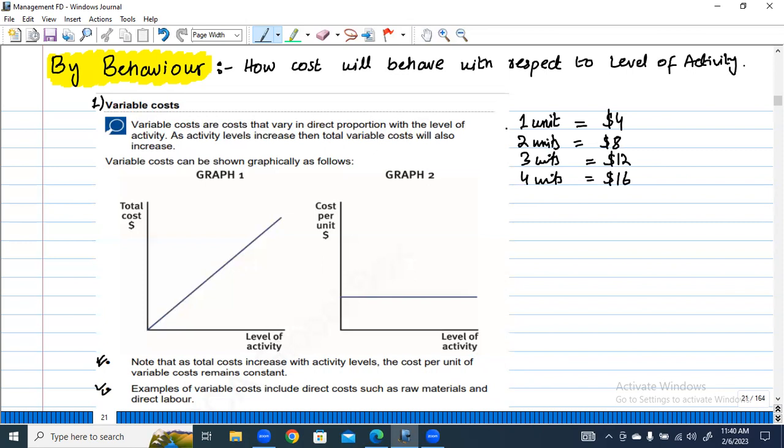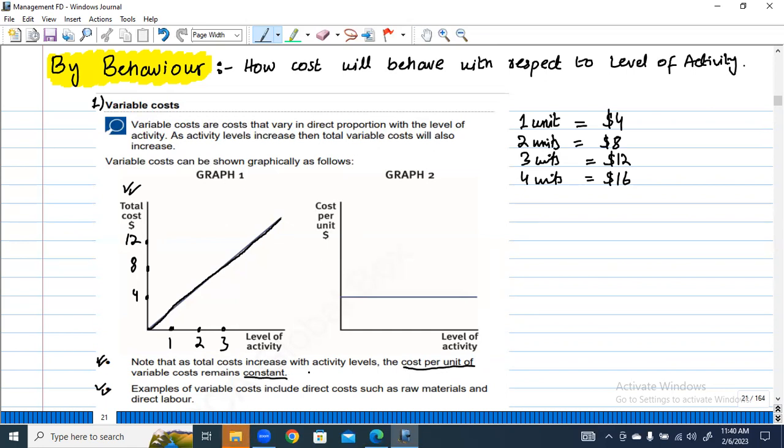So as your level of activity is increasing, as your production is increasing, your cost is increasing, right? Such a type of cost is known as variable cost. Now this is the graph of total variable cost. While the level of activity is 1, the cost is 4. While the level of activity is 2, the cost is 8. While it is 3, the cost is 12, and so on. So it will be a straight upward line for total variable cost. And the variable cost per unit will be constant.